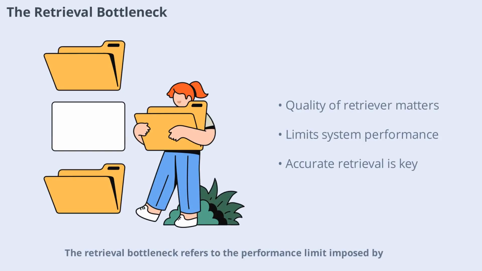Retrieval bottleneck refers to the performance limit imposed by the quality of the data retriever in a RAG pipeline. If the vector database or semantic search fails to surface the most relevant information, even the most advanced language model cannot generate accurate answers. For example, if a support bot is asked how to cancel a subscription but retrieves only privacy policy chunks, it won't be able to help the user, no matter how sophisticated the model.